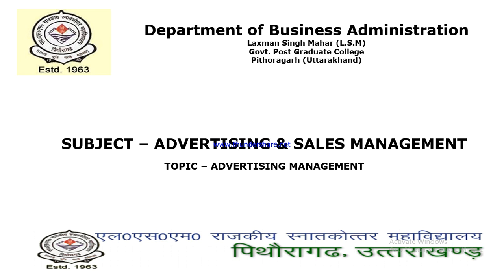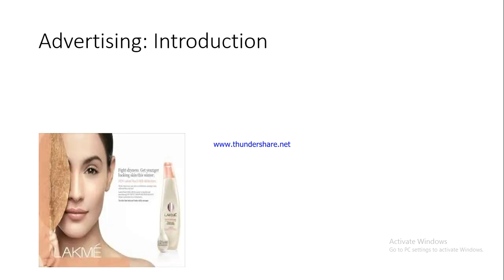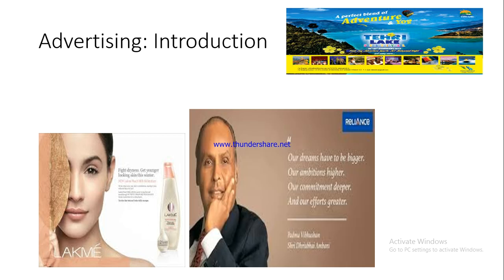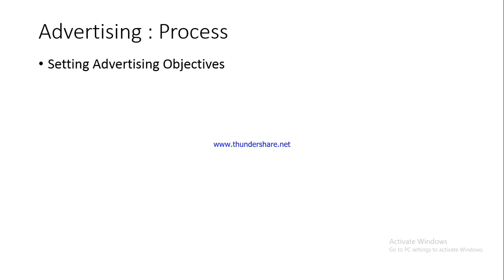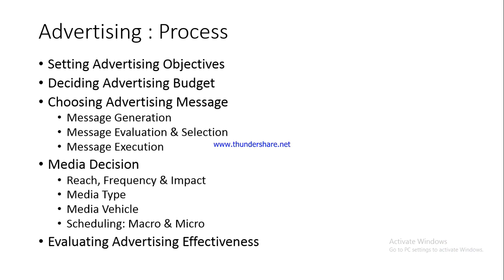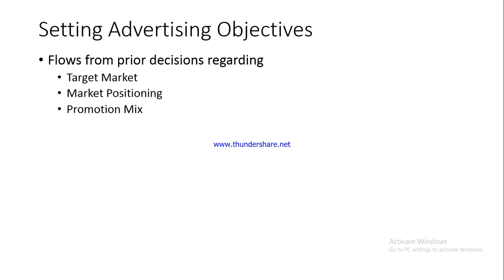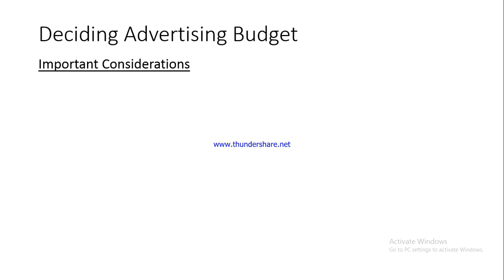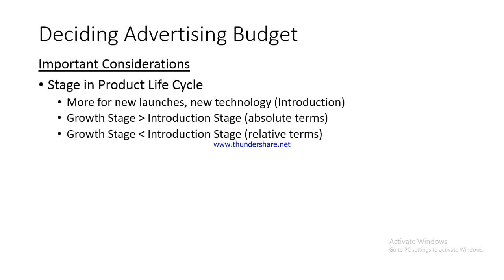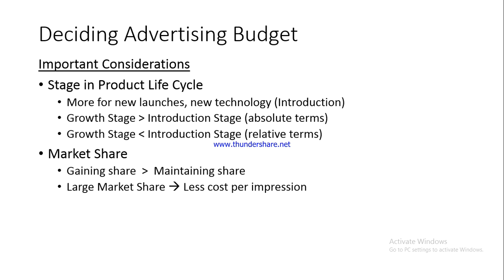Welcome to this session in Unit 3. Up till now in Unit 3 we have discussed what advertising basically is, and we also talked about the various steps involved in the process of designing an advertising campaign. We have talked about the first two of these steps, setting the advertising objectives and deciding the advertising budget, in detail also.